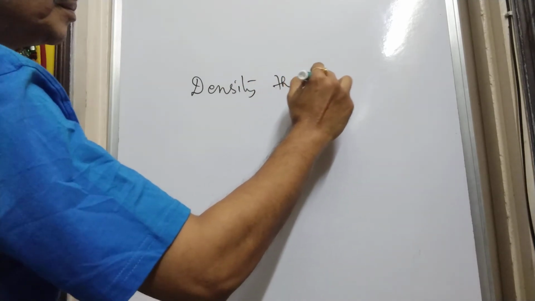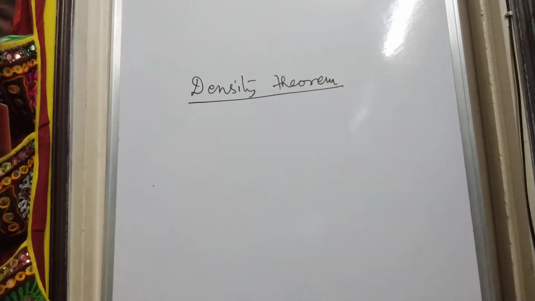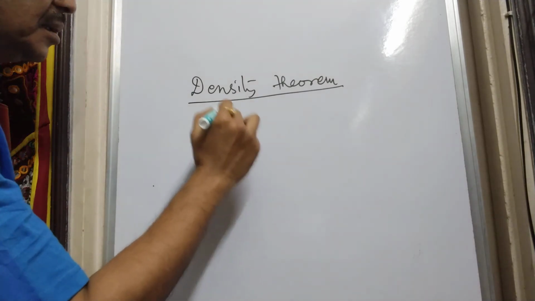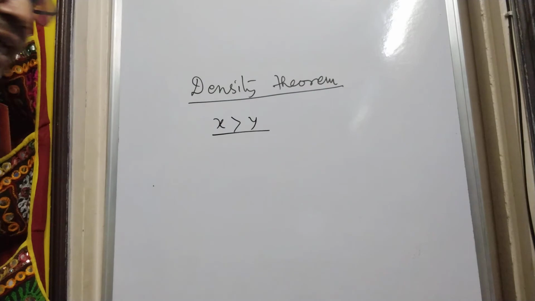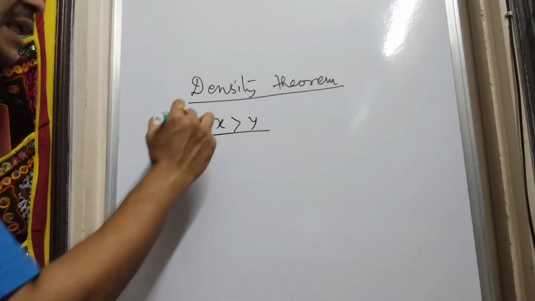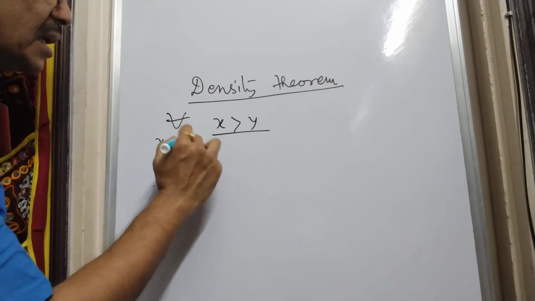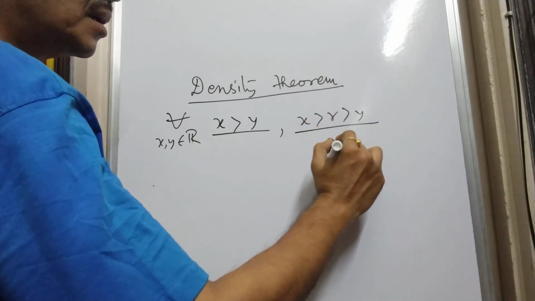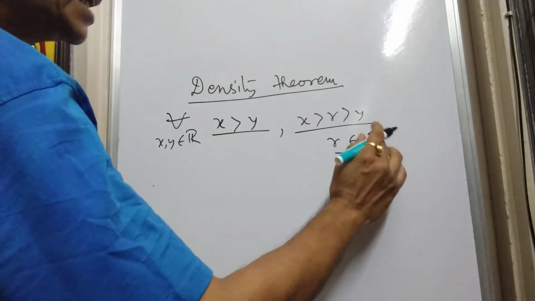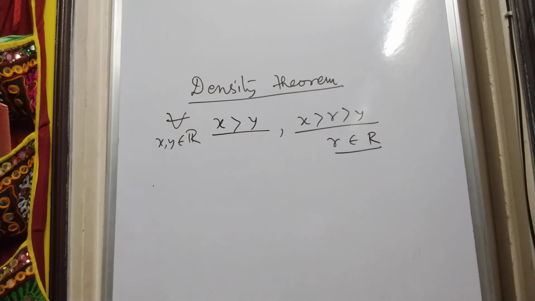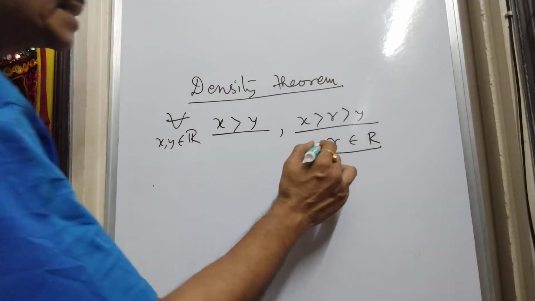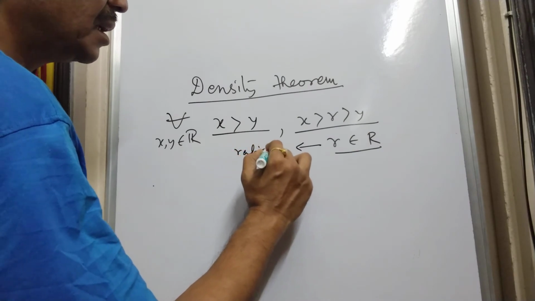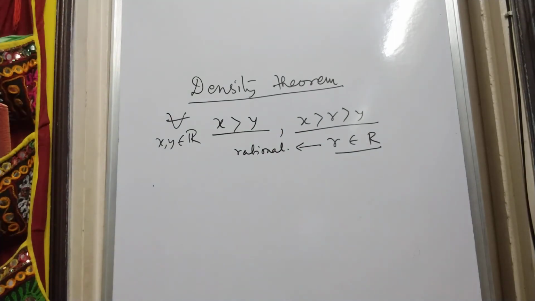The density theorem states that if we have x greater than y for all real numbers x and y in R, we have an r, and r is any rational actually. Any real number, rational number or irrational number, we have some r in between x and y. We prefer to write this as a rational number. So the proof is like this.